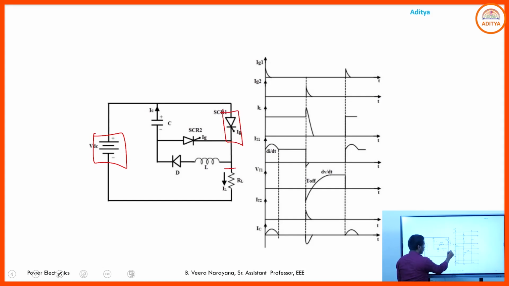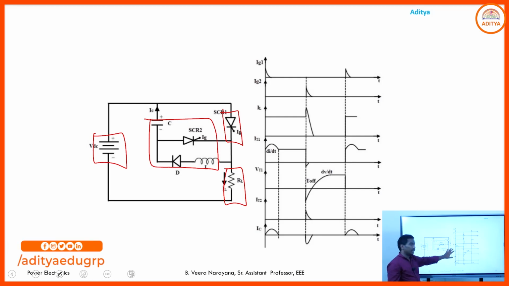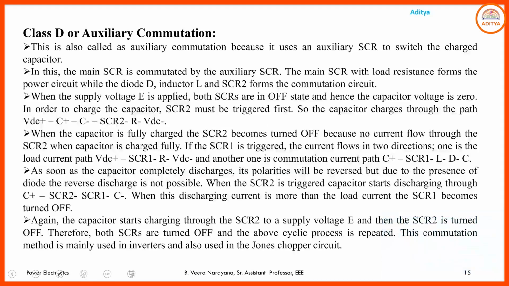SCR1, resistive load. These three elements simply represent the main circuit, and capacitor, SCR2, inductor and the diode simply represent the commutation circuit. So coming to this operation, here the main SCR is going to be commutated by using the auxiliary SCR, hence this is called auxiliary commutation.